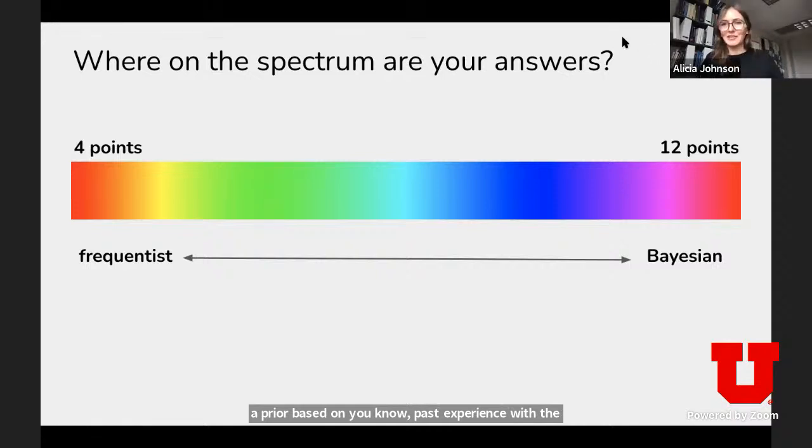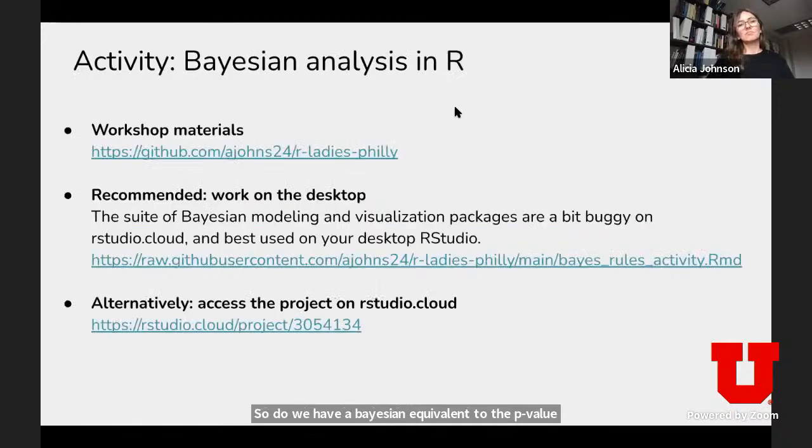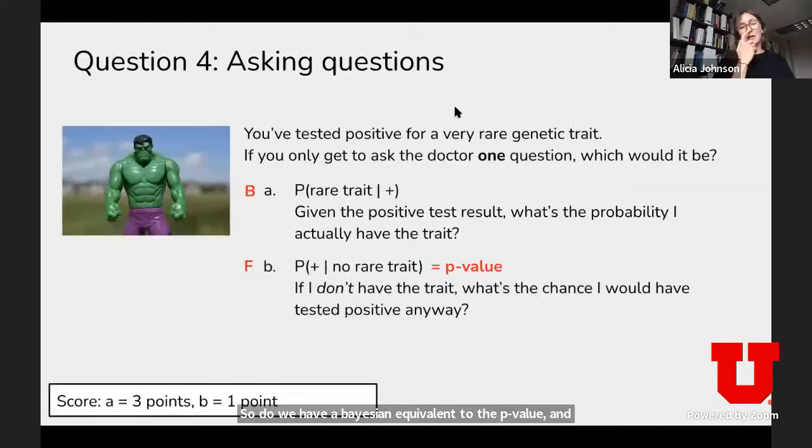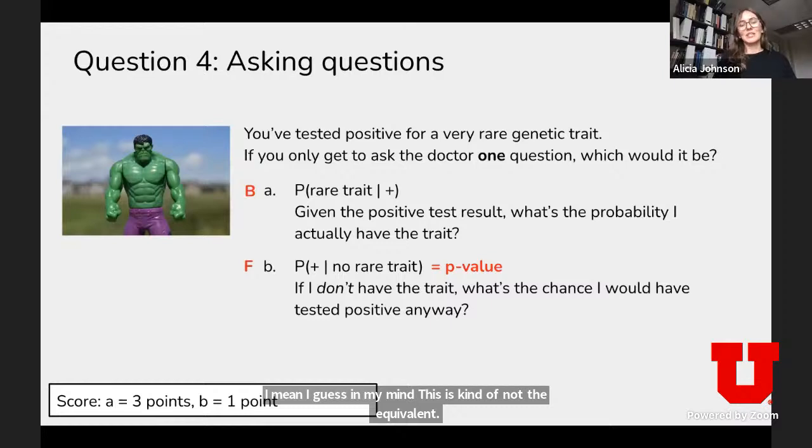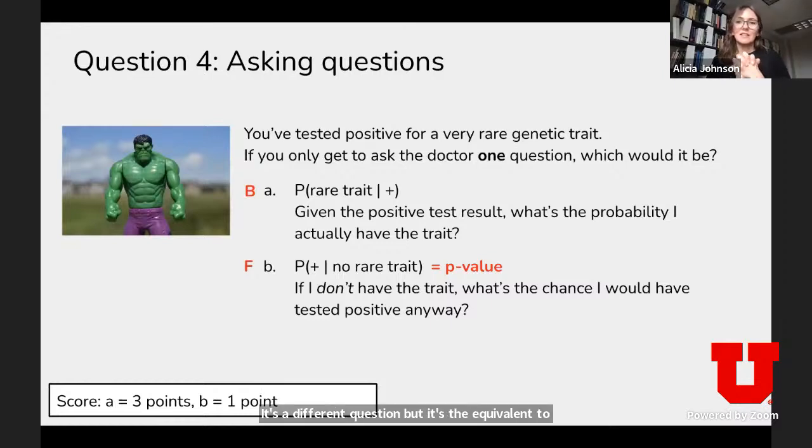And now I'm reading the chat, so I can do this now. So do we have a Bayesian equivalent to the p-value? I guess in my mind, it's not the equivalent, it's a different question, but it's the equivalent to what's asked. And then, in a previous discipline, we would use effect sizes from meta-analyses to inform our priors. Yeah, that's great. That's a great example.